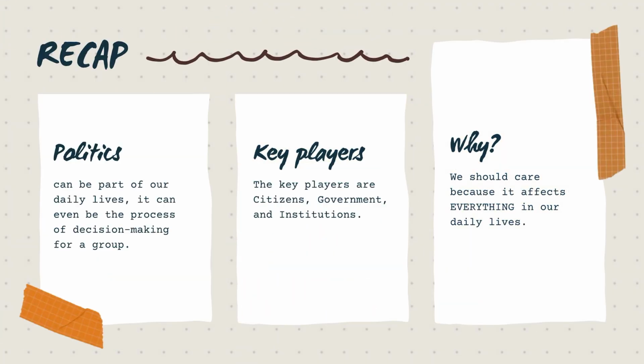Now, let's do a lightning recap. So, politics can be part of our daily lives. It can even be in the process of decision making for a group or maybe a nation. It is really about who gets what. Next are the key players of the game. These are the citizens, government, and institutions, which is why people organize by ideology into parties. And lastly, why? Because we should care as it affects everything in our daily lives, from the air we breathe to us going to school. So that is just the tip of the iceberg.